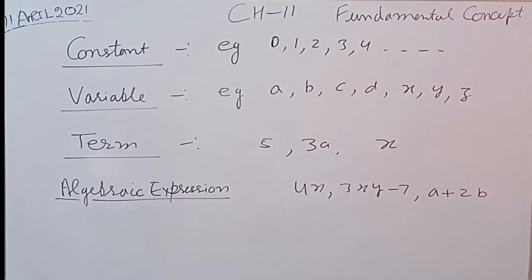Whereas in algebra we use the letters of the English alphabet which can be assigned any values according to the requirement. So the letters used in algebra are called variables. So here we have variables a, b, c, d, x, y, z. All these are variables. Now we will know about the term.